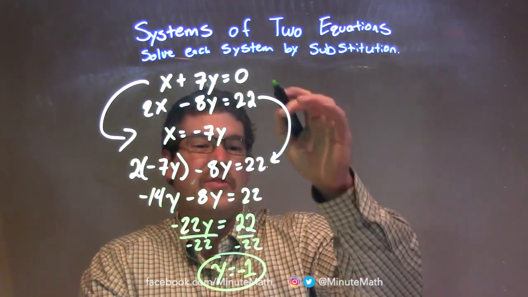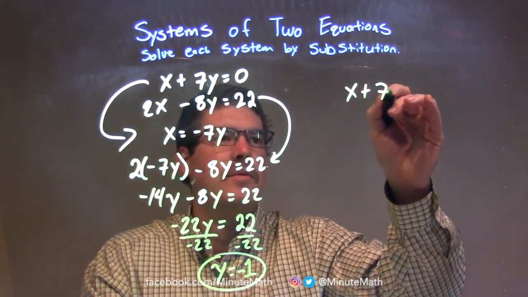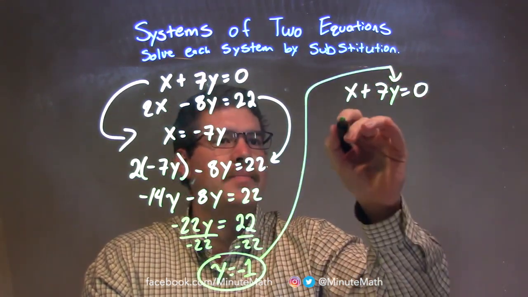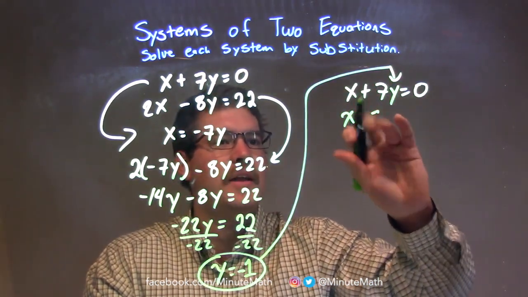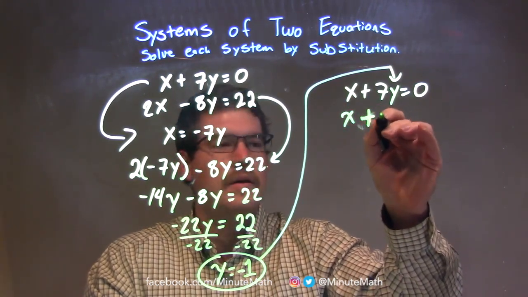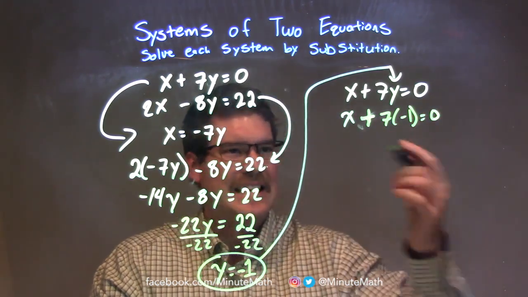So I'm going to go with the first equation. I think that looks a little easier. We have x plus 7y equals 0. I'm going to plug -1 in for the y. x equals, now it's a plus sign right here, 7 times -1 equals 0. 7 times -1 is -7.